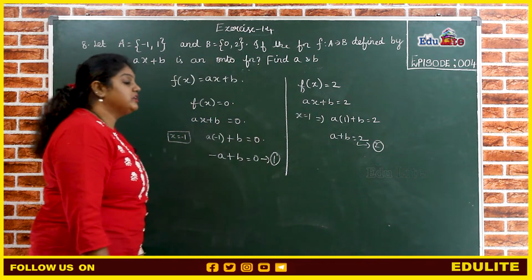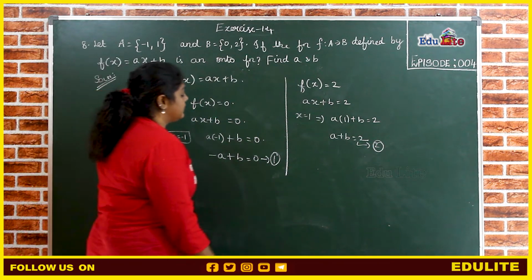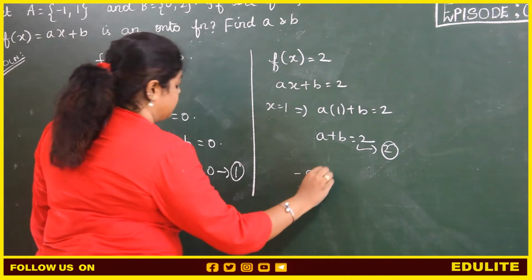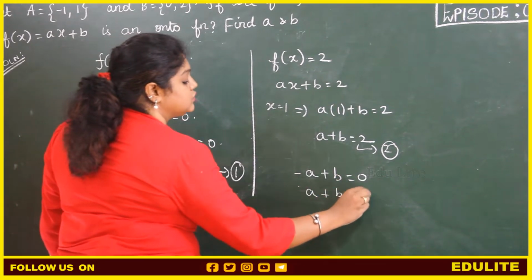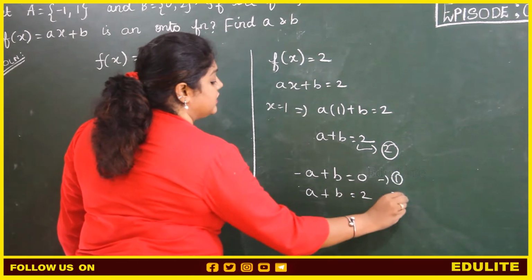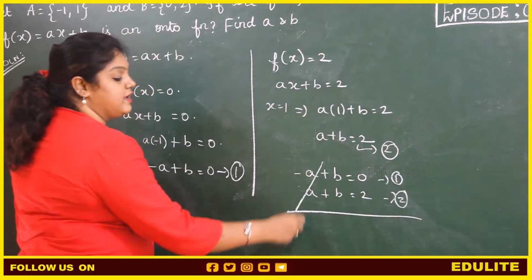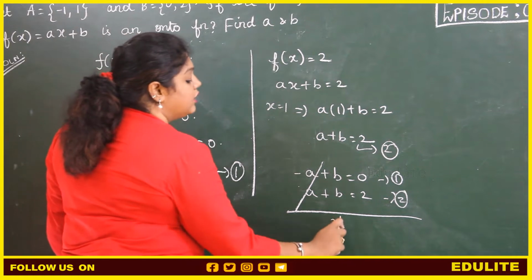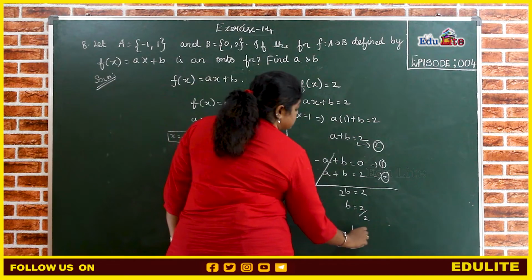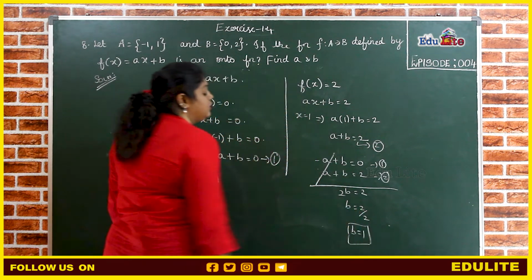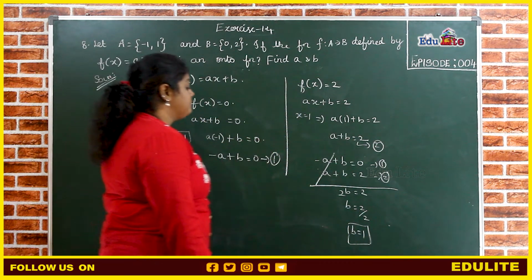Now, we will simplify equations 1 and 2 using linear equations. So, minus a plus b equals 0, a plus b equals 2. Adding equation 1 and equation 2, plus a and minus a will directly get cancelled. 2b equals 2, b equals 2 by 2, b equals 1. Thus, we got the value of b as 1.